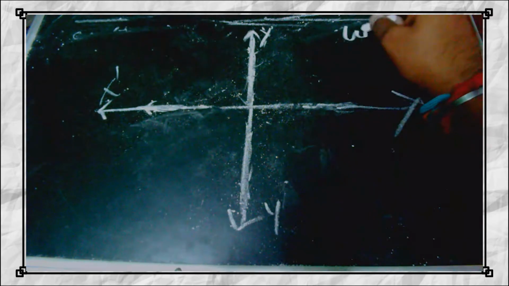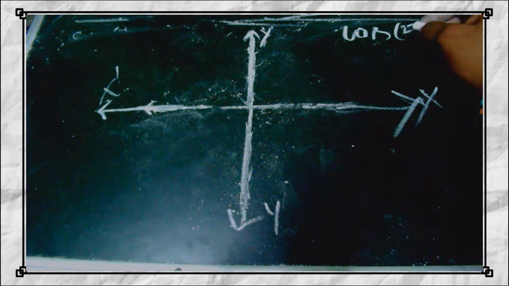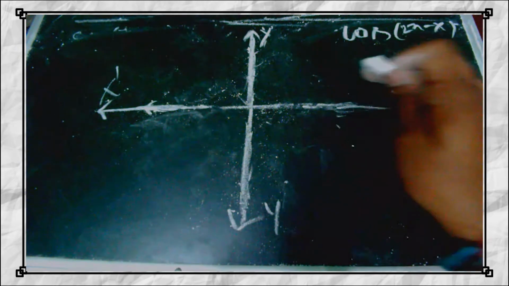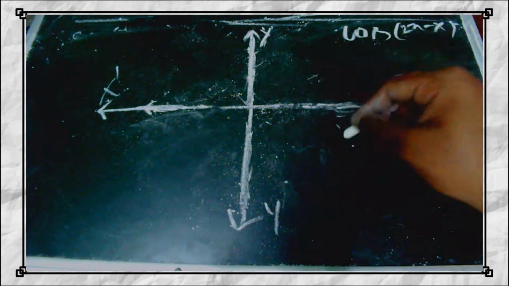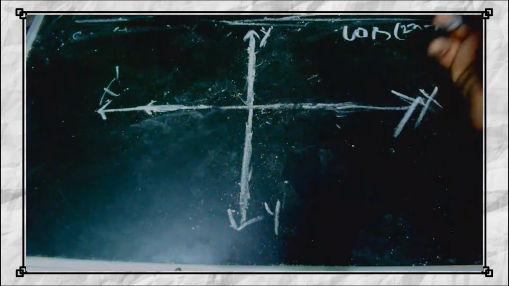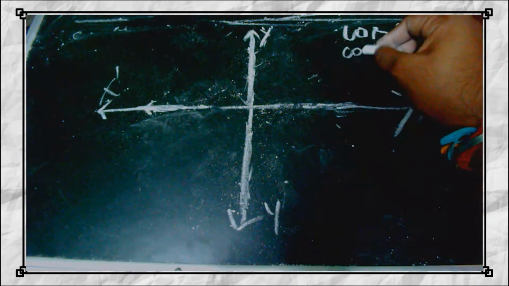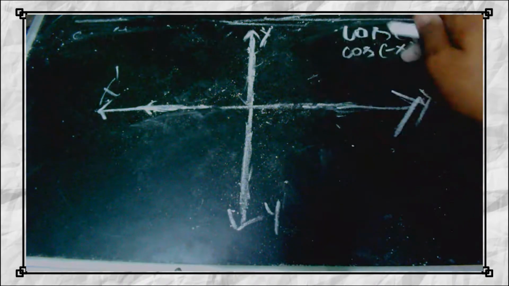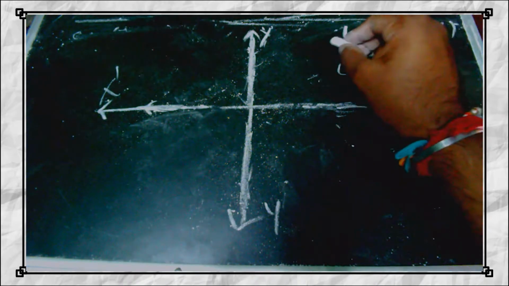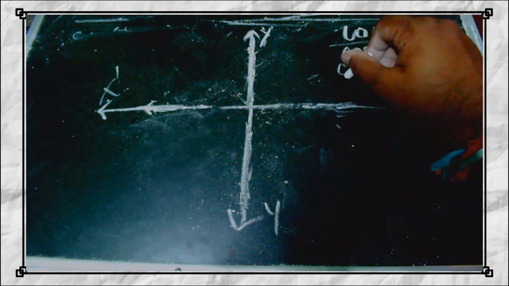Next we will calculate the value of cos of 2 pi minus x. Again 2 pi is here and minus x is somewhere in the first quadrant where all the ratios are positive, so the value will be cos of minus x and cos of minus x is cos x, so the value of cos of 2 pi minus x is cos x.